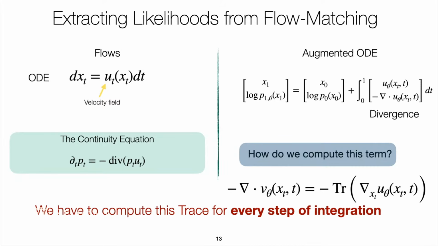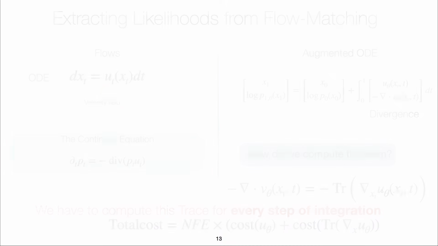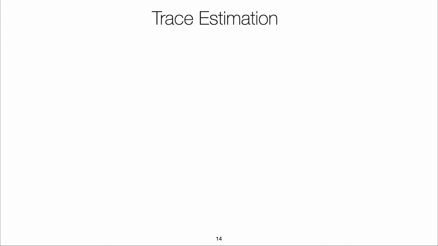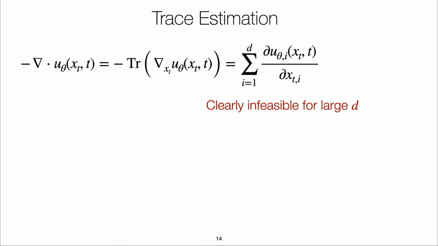To give you a flavor for why this is not a great idea, the total cost is essentially the number of function evaluations for your integration steps, the cost of evaluating your vector field, and the cost of computing this trace, if you want to get the exact likelihood at the endpoint. Now, you could say, well, trace estimation might not be a bad thing, but actually it can be quite bad if you're working in high dimensions.